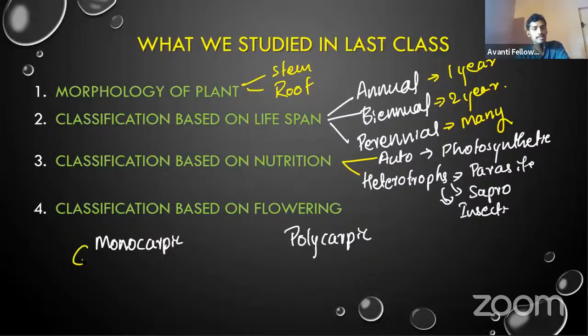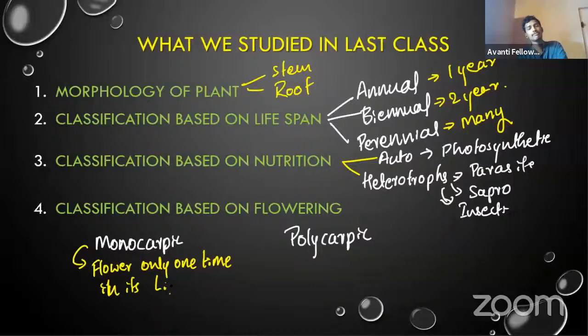So monocarpic means these will flower only one time in its life. Not many times. All annuals belong here, because they will flower only one time, right? All annuals and most of the biennials, I'm not going for all, but most of the biennials and all annuals come under monocarpic.